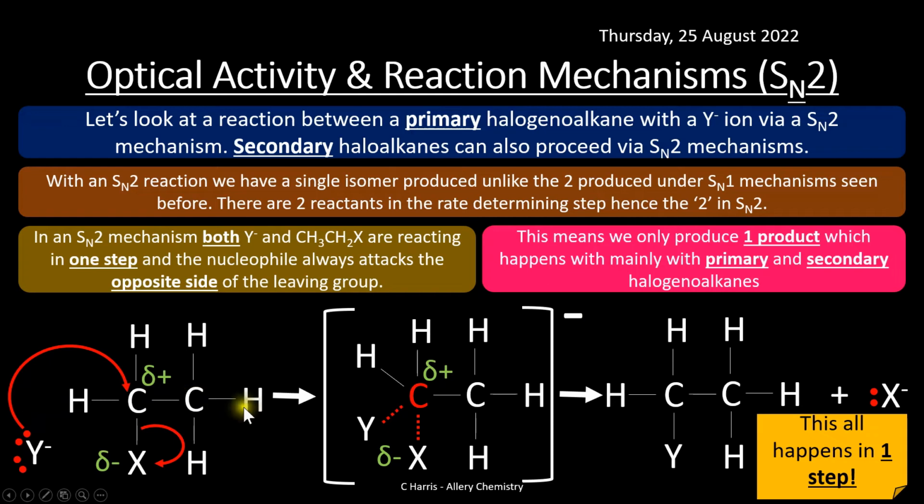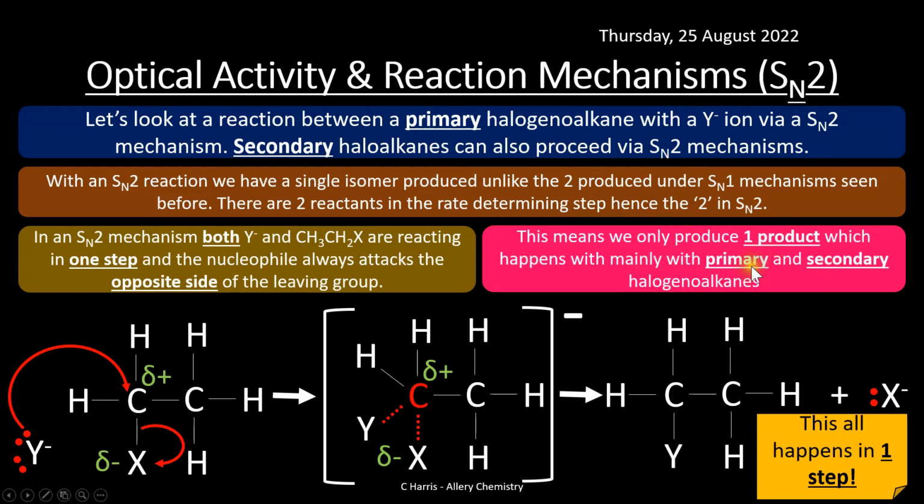Then if we fast forward to the end product, you see Y is now attached on there, and then you've got X minus over here. All of this happens in one step. Unlike the SN1 reaction where you had an intermediate, here you don't. It all happens in one go.